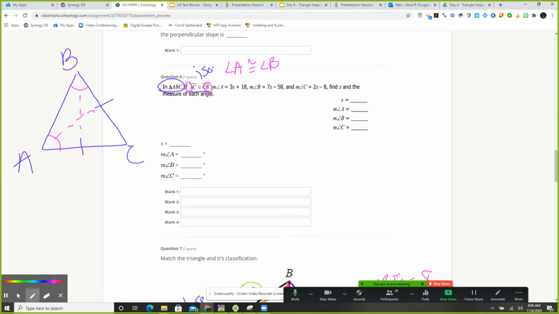So then when I start labeling stuff, I know angle A is 3x plus 18, and angle B is 7x minus 58, and angle C is 2x minus 8. So there are two choices for equations here. What are my two choices for equations?